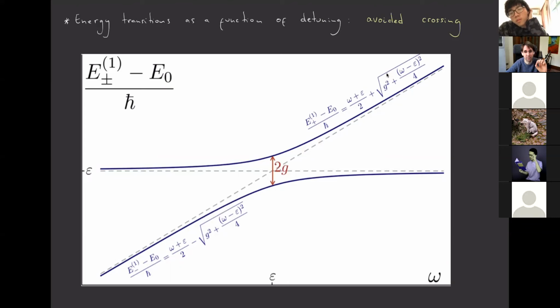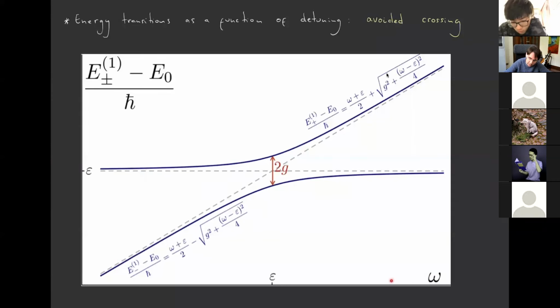Then what is the effect of adding an interaction between the atom and the cavity field? Because we are mixing eigenstates of the Hamiltonian, what happens is that we get what is called an avoided crossing. So when the frequency of light is very far off resonance of the atomic frequency, we know that this means that there is effectively no coupling, and that's what we see, that the transitions approach the transitions that appear when there is no coupling.